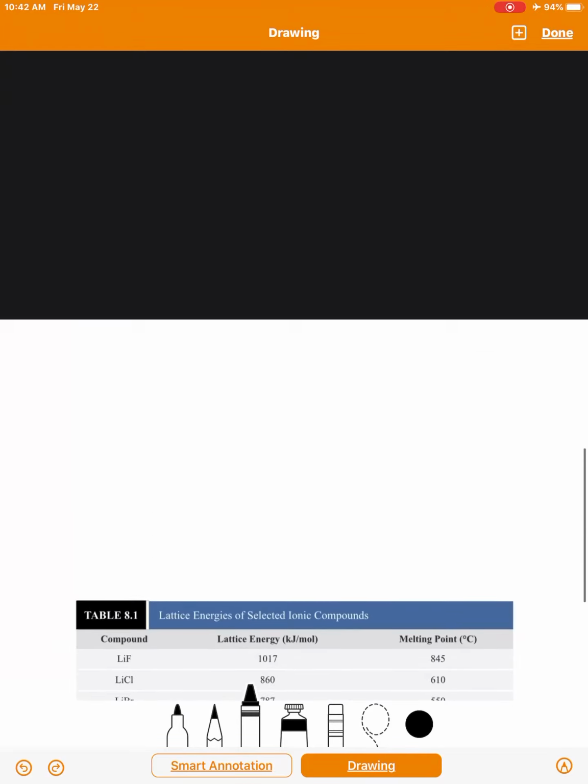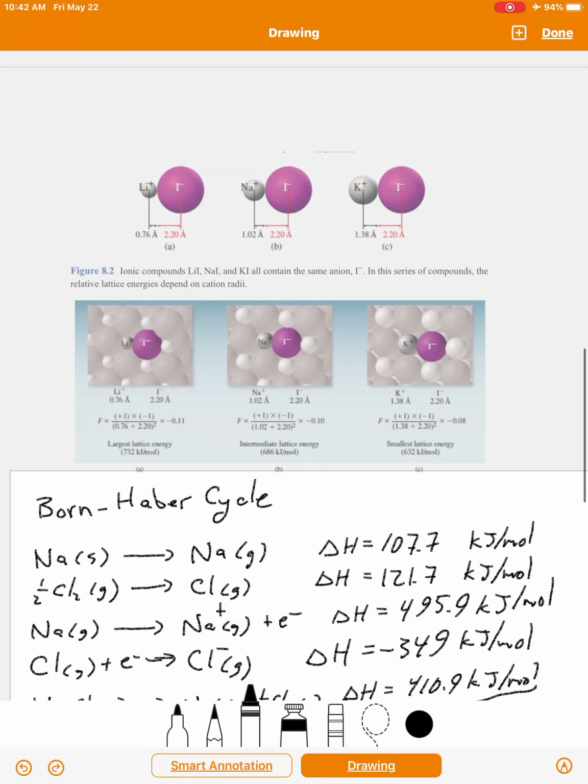Okay? So if you come back to this figure up here, see how they have the lattice energies at the bottom? The largest is the lithium iodide, LiI, 732. Then sodium iodide, 686. Then potassium iodide, 632.